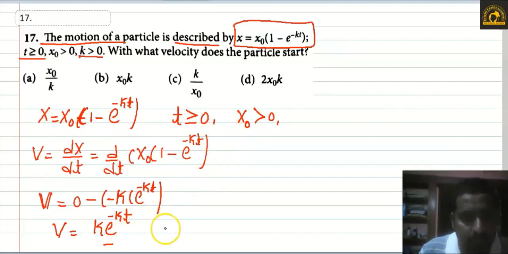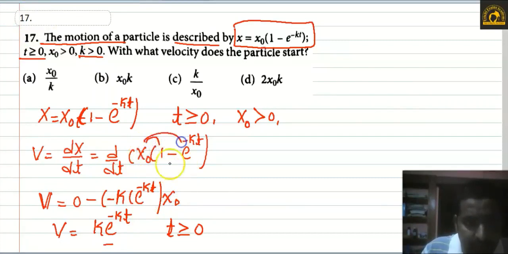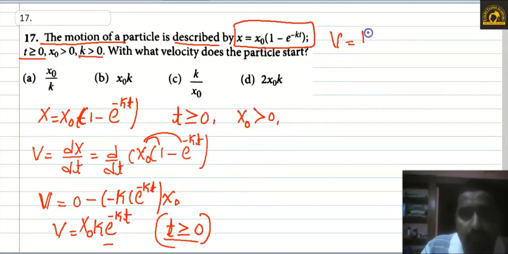In this value, t is greater than or equal to 0, and I have to put x naught, because x naught is multiplied with this term. So v is equal to k into x naught e to the power of minus k t. According to the condition, put t equal to 0. Then v is equal to k x naught e to the power of minus k into 0, and since e to the power of 0 is 1, the velocity is equal to k x naught.